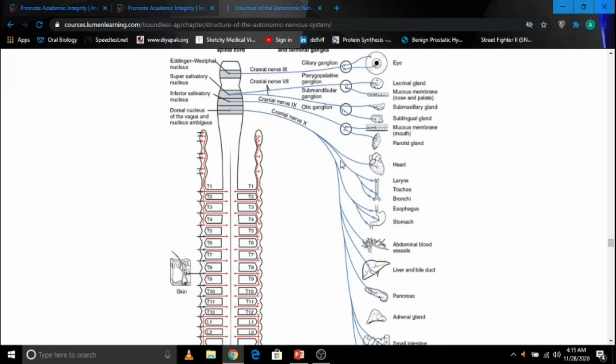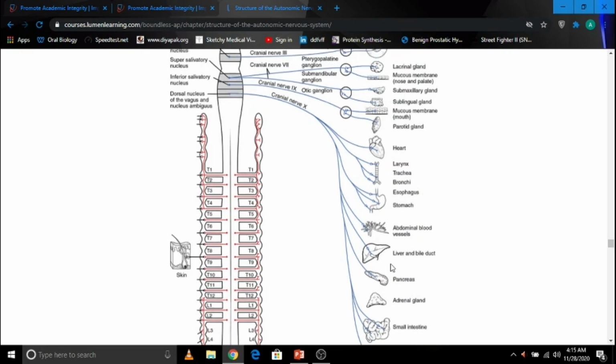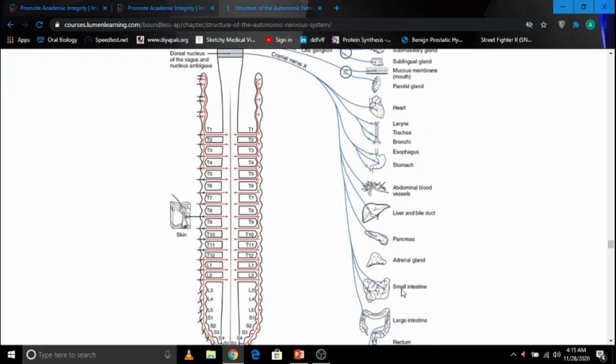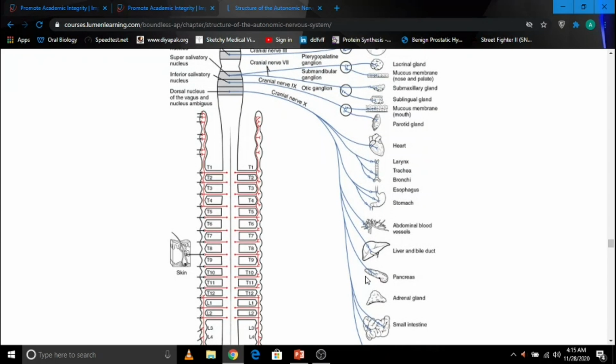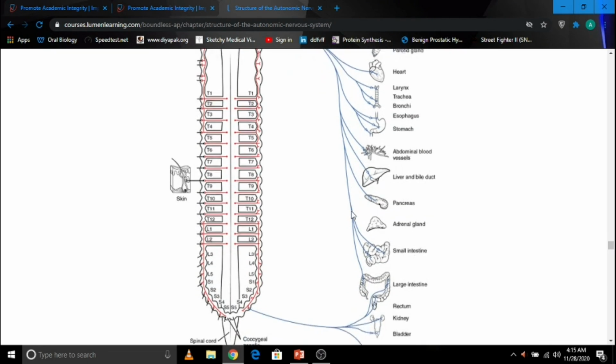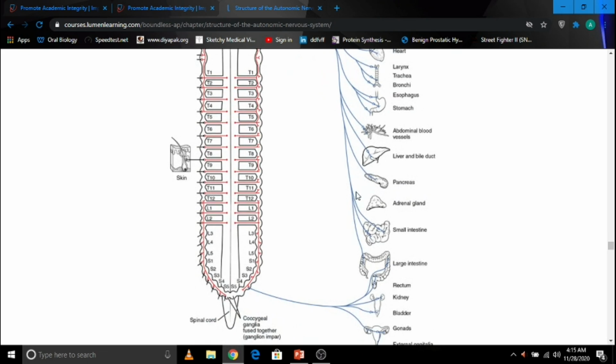So the vagus nerve supplies the heart, the larynx, trachea, bronchi, esophagus, stomach, and many other organs. You can see the pancreas, adrenal gland, small intestine. So it is a big nerve with parasympathetic fibers. You can see how important the vagus nerve is, because it is controlling many organs in our body. These vagus nerves all have parasympathetic fibers, so the parasympathetic nervous system is controlling all these organs by the vagus nerve.